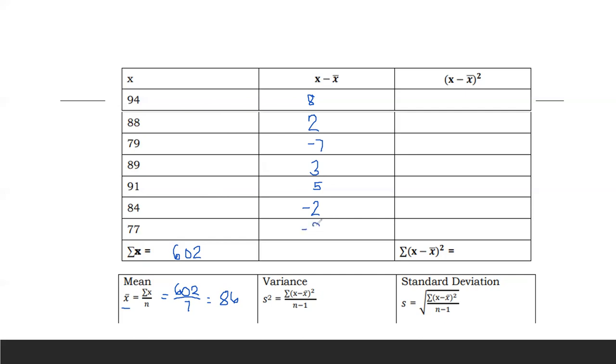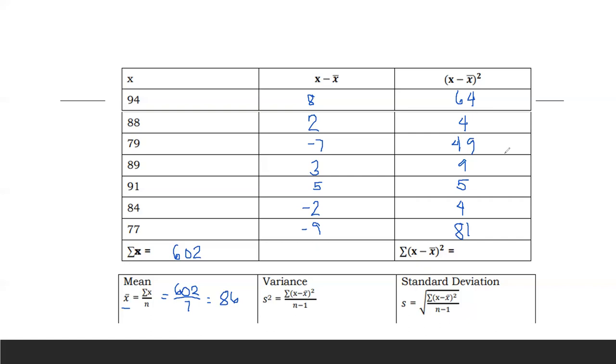Katulad pa rin ang ginawa natin kanina, i-square natin. So this is 64. This will be 4. This will be 49. That will be positive na kasi negative times negative is positive. Then this will be 9. This will be 25. This will be 4. And this will be 81.